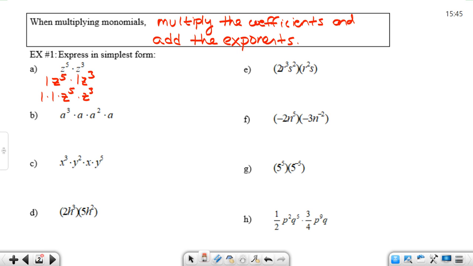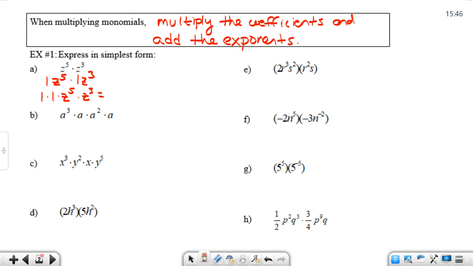So really what we have here, and guys, what I'm using here is the commutative property of multiplication. If you guys remember what that is, the commutative property of multiplication says that we are allowed to rearrange the terms in a multiplication problem, which is what I've done here.